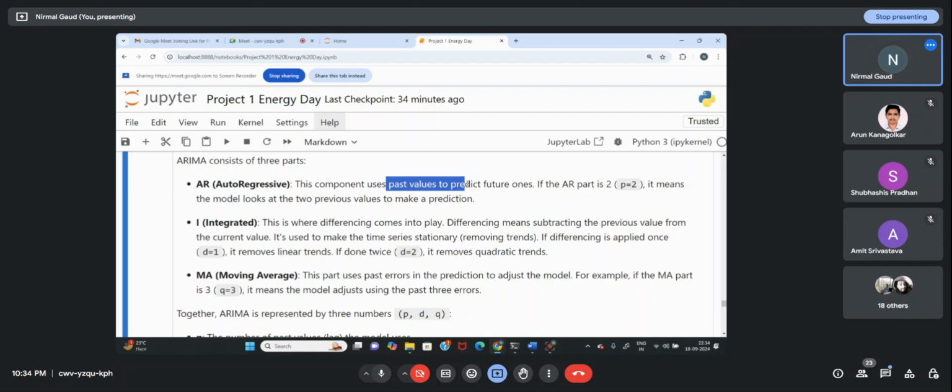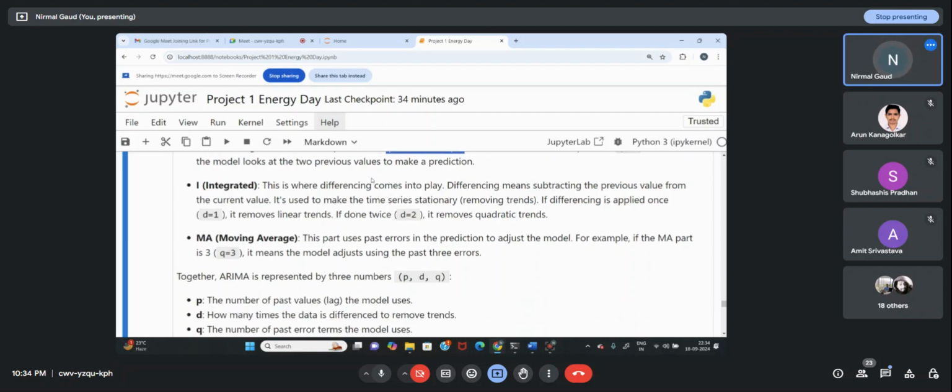Autoregressive. Okay, integrated. This is where differencing comes into play. Differencing means subtracting the previous value from the current value. Current and the previous difference, that's what differencing means. Here I am having d as a value. D equal to 1, it moves linear. D equal to 2, it is quadratic. So we can have the value of d.